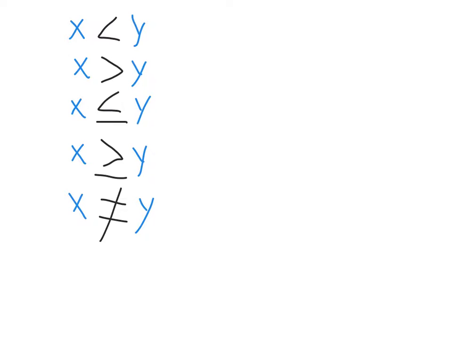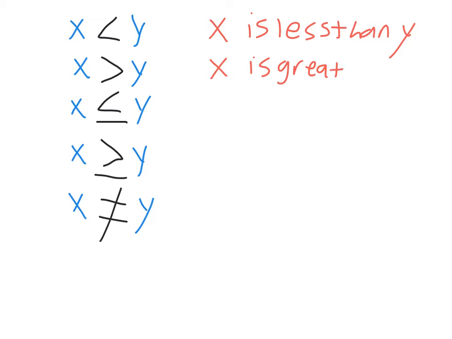Alright, so whenever you deal with inequalities, you're usually saying something, then the inequality, and then some other thing. So let's just use random variables. I'm using x and y. So in the first one, what's being said is x is less than y. So x is some number that's less than y. For the next one, x is greater than y.